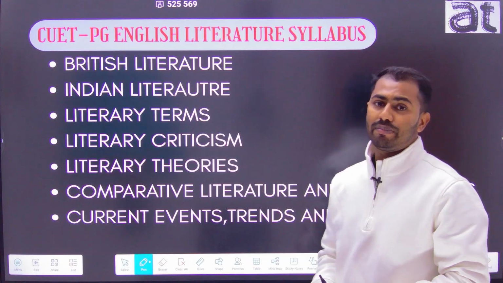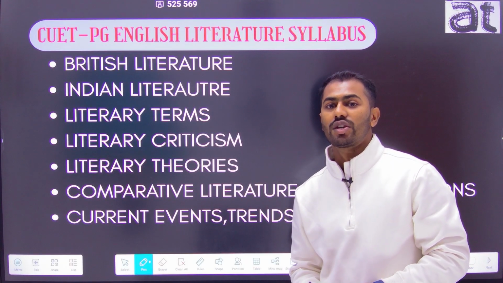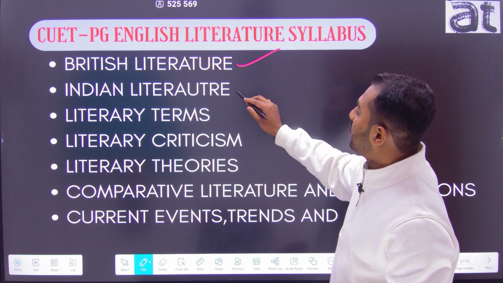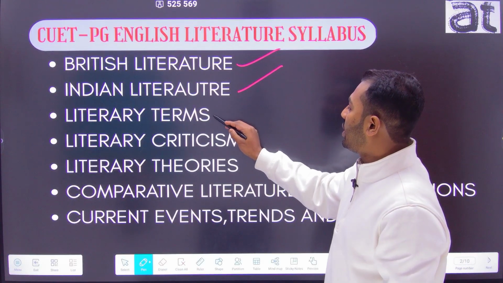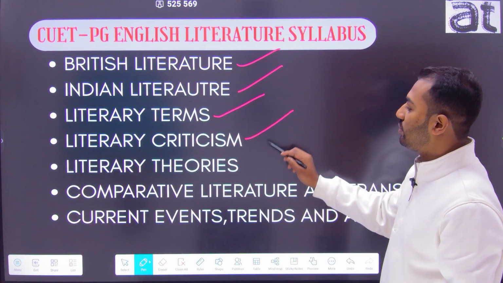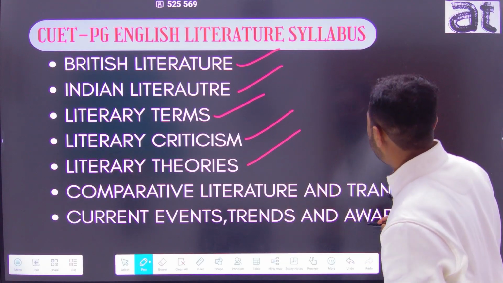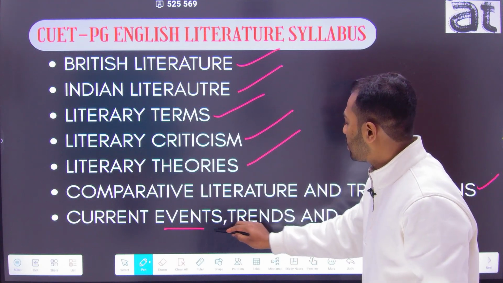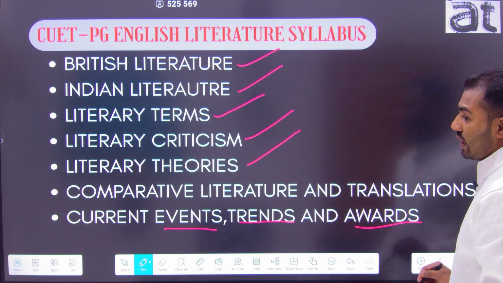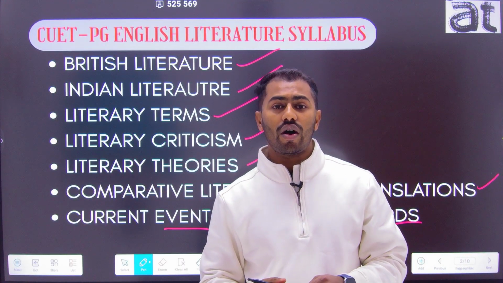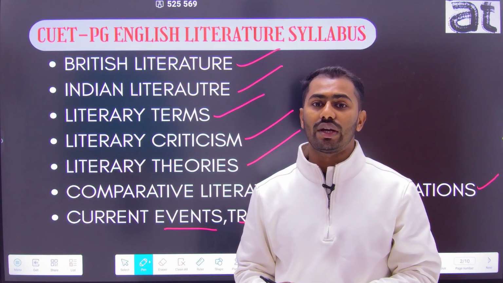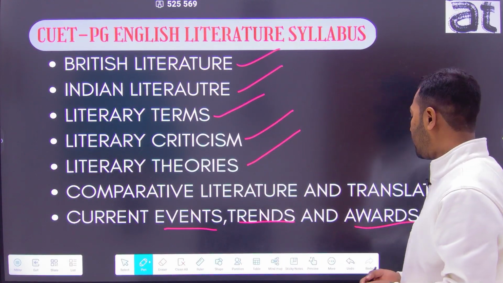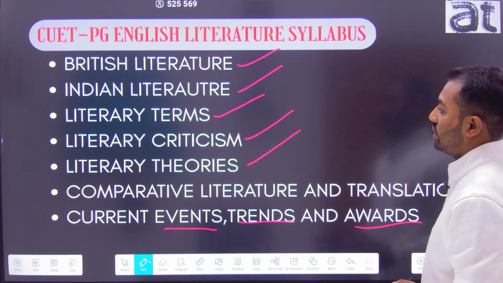This is the CUET-PG syllabus, which consists of 6 topics: British literature, Indian literature, literary terms, literary criticism and literary theories, comparative literature and translations, and current events, trends, and awards. In this class, we will talk about this syllabus and these topics in detail. And we will begin our detailed discussion with British literature.